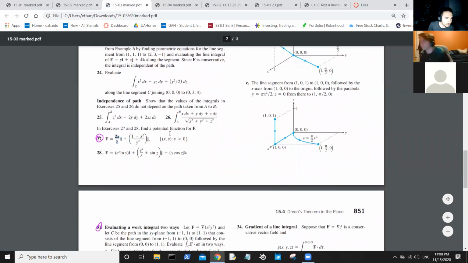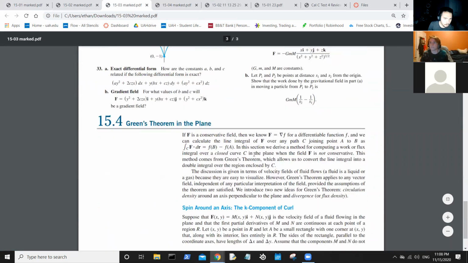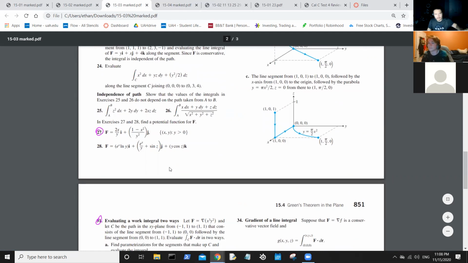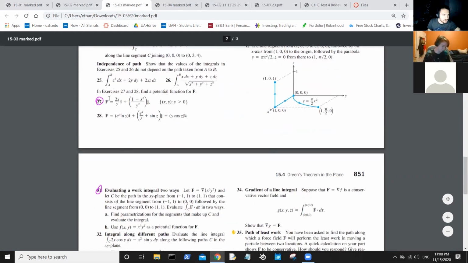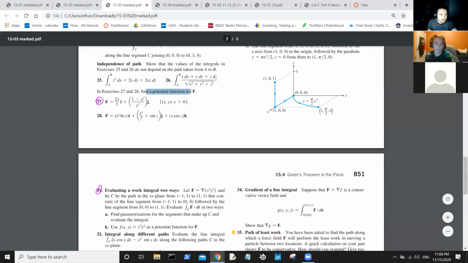All right, so this is just a lot of potential function work. But we're basically done with the problems in this set. There's 2 stragglers. There's 27 and 31. 27 is independence of path stuff, it looks like. Show that the values of the integrals in exercises 25 and 26 do not depend. Oh, so it doesn't even include 27. Never mind. It's find a potential function.